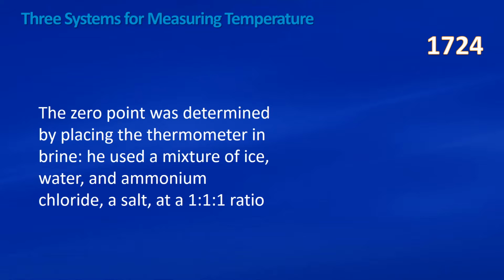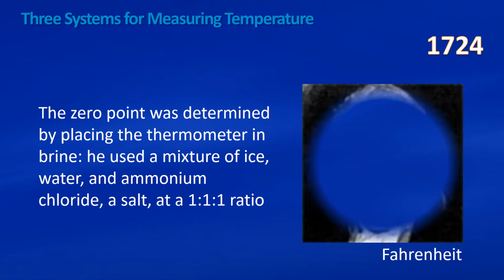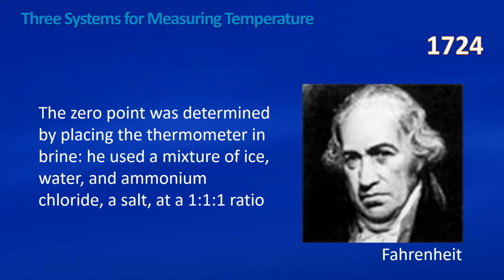The three systems for measuring temperature. Well, in 1724, Daniel Fahrenheit, there he is, was a lot of things, but eventually he was a glass blower and he made thermometers. He determined his 0 point by using a mixture of ice, water, and ammonium chloride, which is a salt. And that's where he got his 0 point.